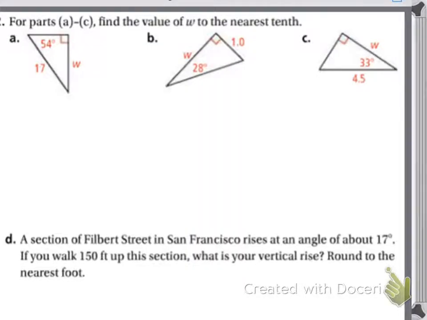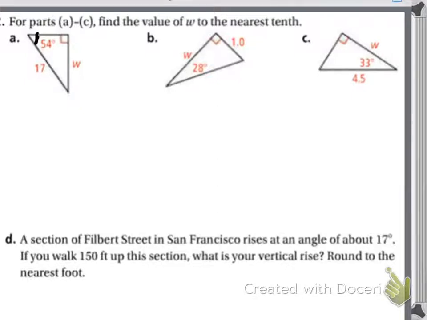Okay, let's get some more practice using trig. So in A, B, and C here, we want to find what W is, and we want to round our answer to the nearest tenth. Alright, so in A here, this is our 54-degree angle.